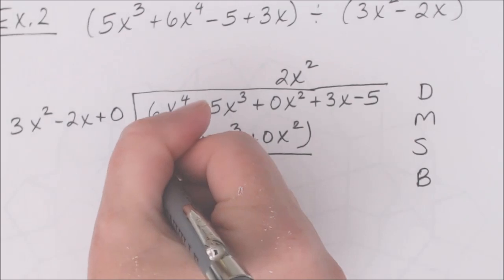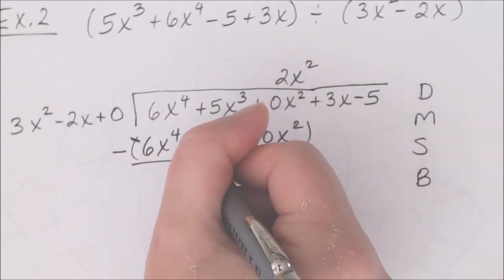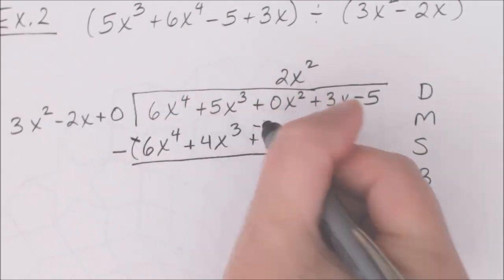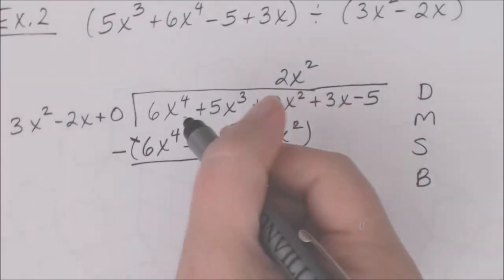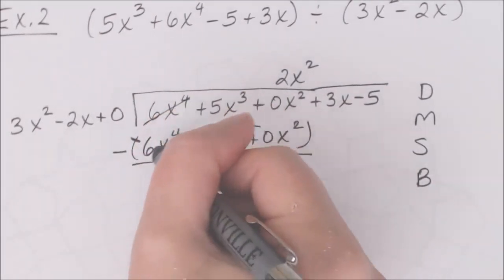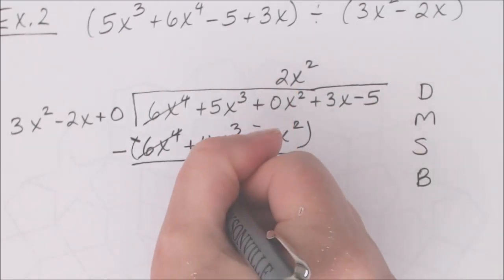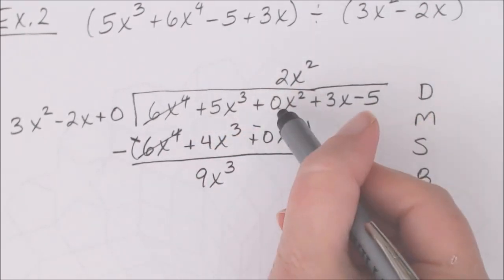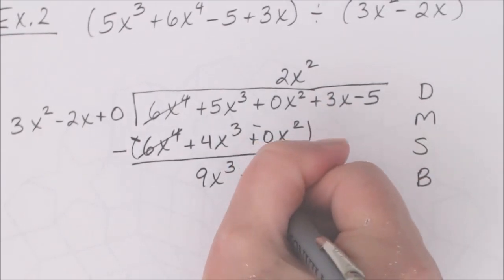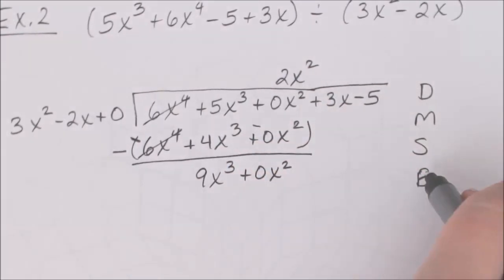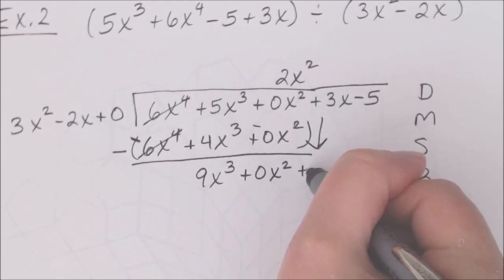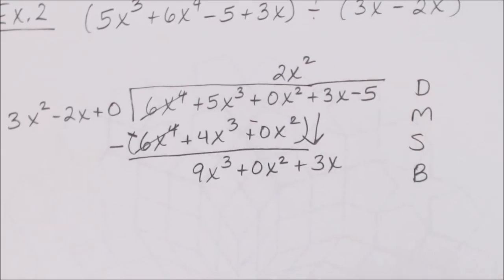The 6x to the fourth becomes negative. 4x cubed becomes positive. 0x squared, you could say, is negative. 6x to the fourth minus 6x to the fourth, those cancel out. 5x to the third plus 4x to the third is 9x to the third. 0x squared minus 0x squared is still 0x squared. And then b is bring down. So we're going to bring down the 3x. And then we're going to repeat the algorithm.